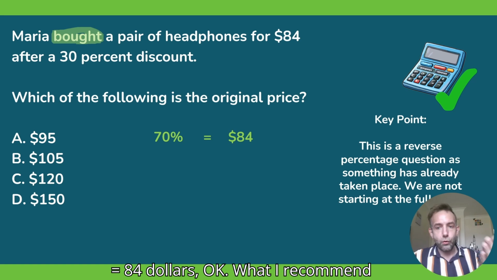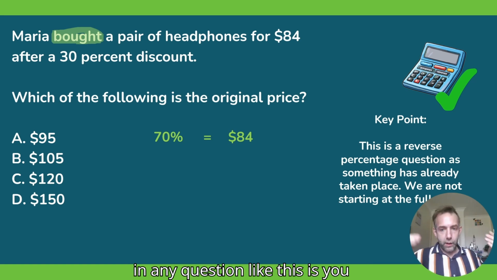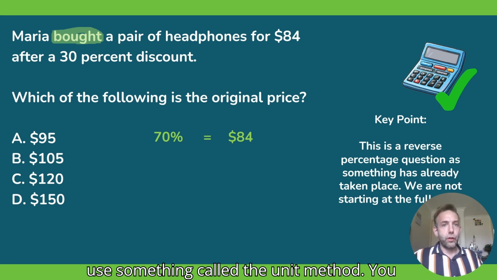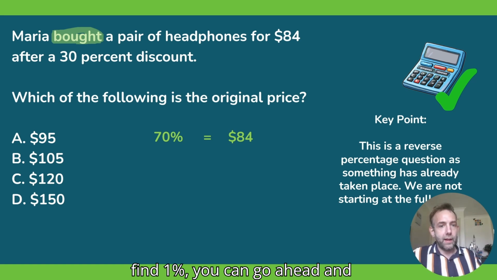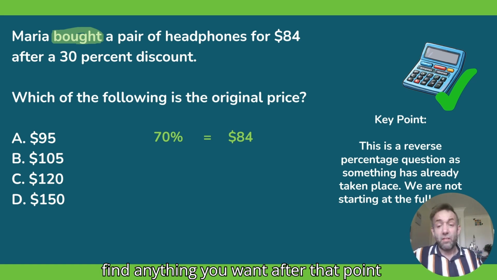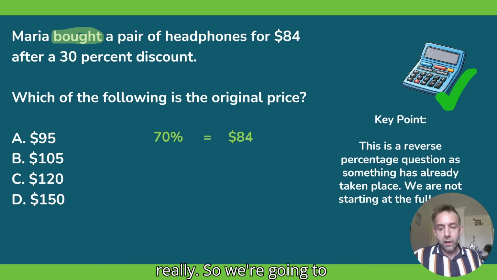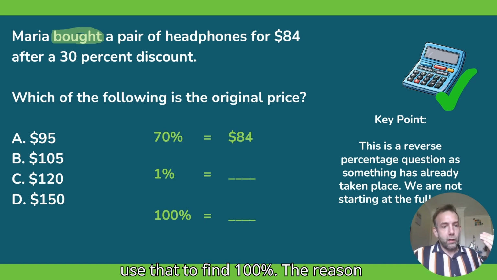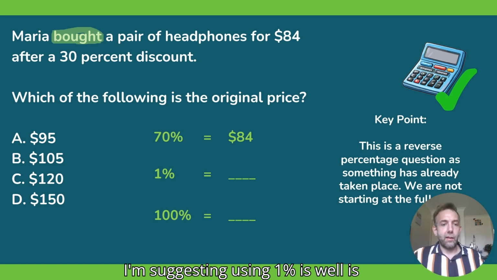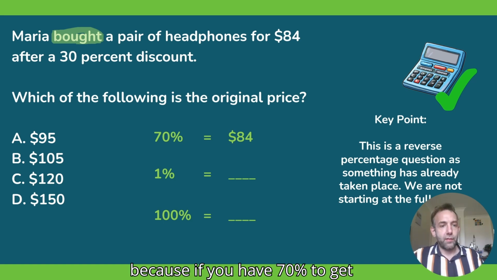70% equals $84, okay? What I recommend in any question like this is you use something called the unit method. You find 1% first, okay? Because if you find 1%, you can go ahead and find anything you want after that point, really. So we're going to find 1%, and then we're going to use that to find 100%. The reason I'm suggesting using 1% as well is because if you have 70%, to get 1%, you just have to divide by 70, okay?